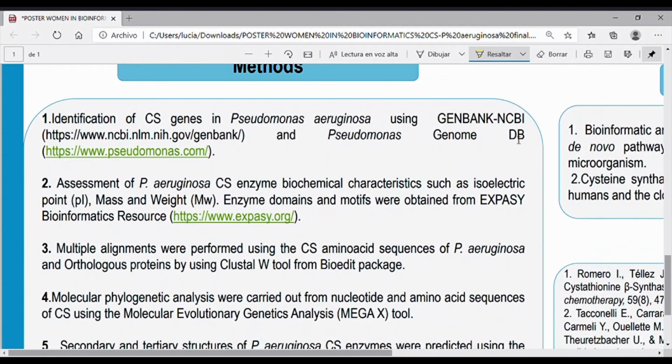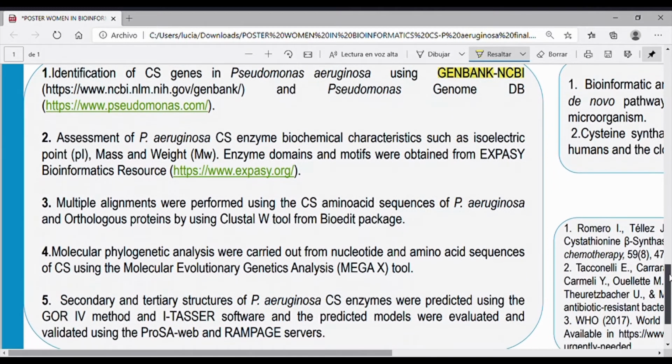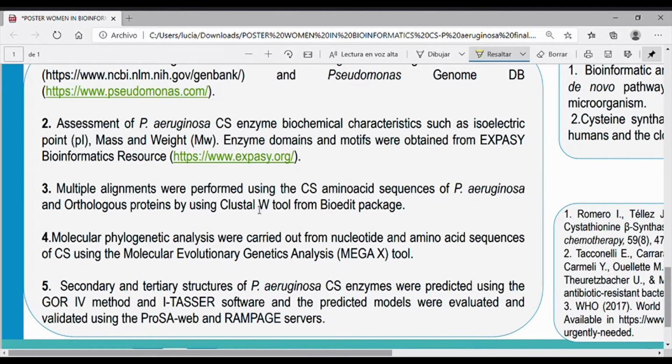The search and the identification of the sequence of the gene that encodes cysteine synthase in Pseudomonas aeruginosa was carried out through the free database on the GenBank website at NCBI, and the motifs present in the sequence were obtained with ScanProsite. These sequences were compared with orthologous cysteine synthase enzymes present in other important microorganisms by means of a multiple alignment using the ClustalW tool of the BioEdit package, and a phylogenetic tree was constructed with the MEGA X software using the amino acid sequence to analyze the evolutionary relationships that exist among their orthologs.